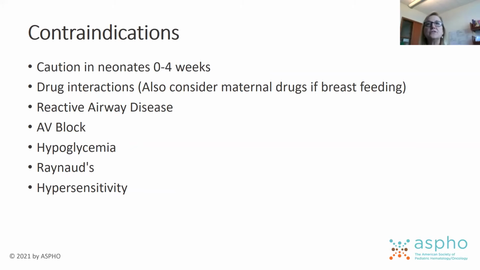What are the contraindications for using propranolol? Well, again, in neonates, you have to be very careful. It's been used in neonates that are 0 to 4 weeks of age, but you really need to make sure their cardiovascular system is intact, and it's initiated in the NICU situation, and a lot of these patients are in the NICU because these are the preterm infants. You have to consider drug interactions, especially if the baby is breastfeeding. Reactive airway disease is a contraindication, also AV block, any history of hypoglycemia, and any autoimmune history in the mother, such as Raynaud's syndrome, any hypersensitivity to this.